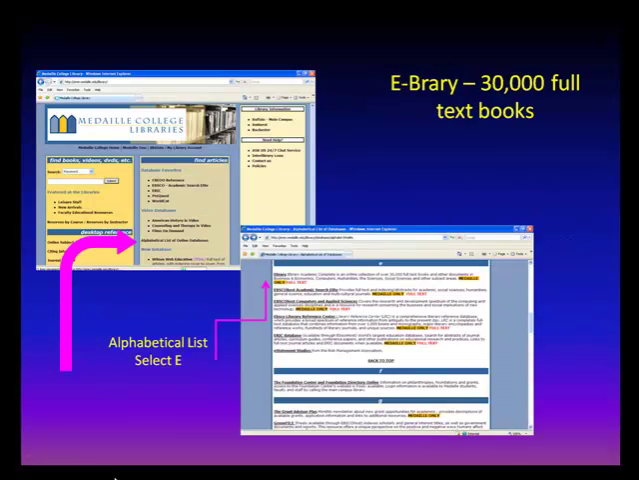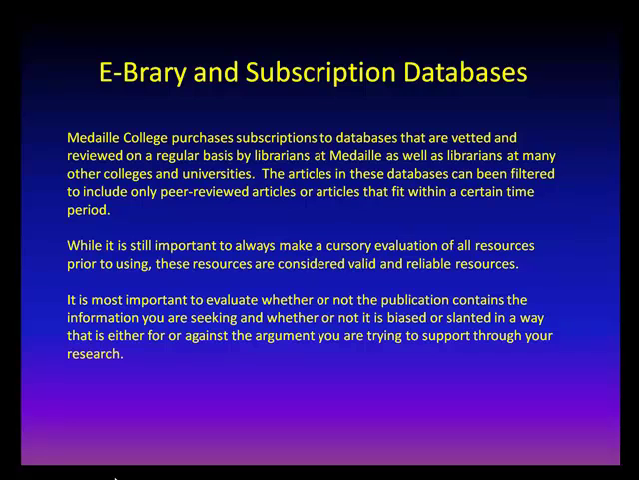Medaille College also has access to over 30,000 full-text books online through what is called the eBrary. These books can be evaluated in the traditional way. There's also an added level of certainty because the books chosen for the eBrary have already gone through a process of evaluation. It is important to know that in this ever-changing environment of information, you can still count on the library to provide access to articles and books that have value to them.